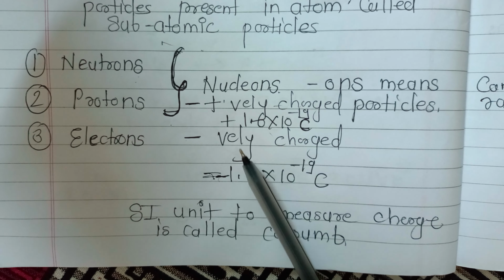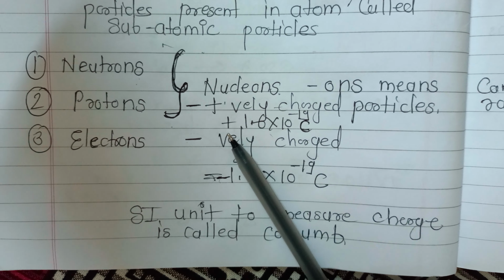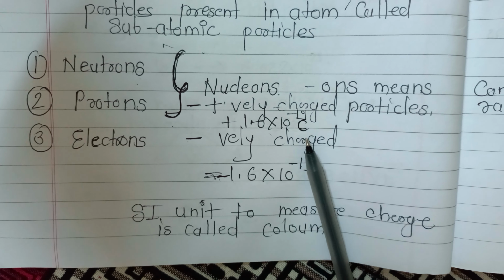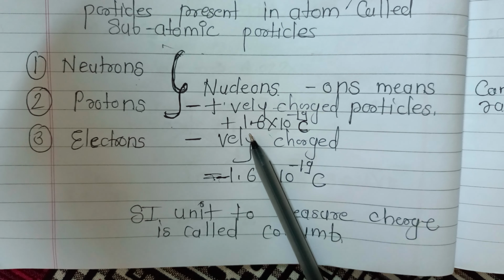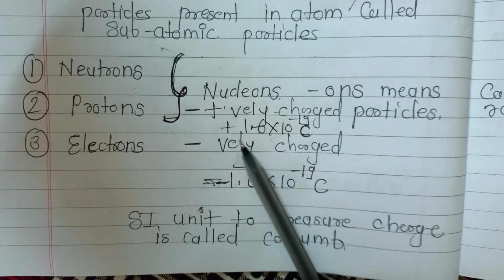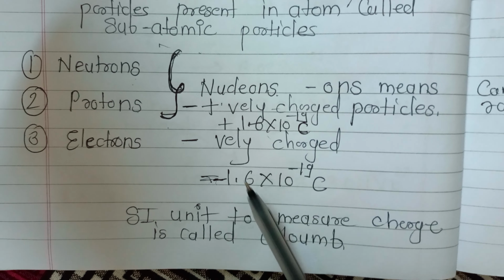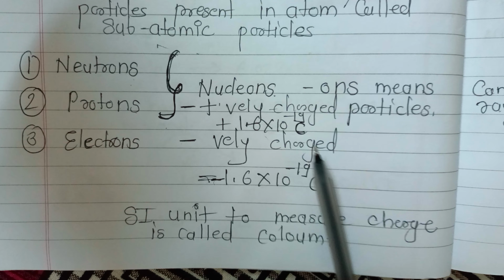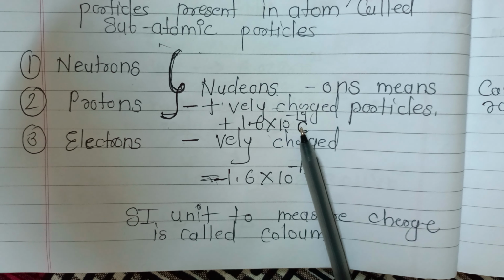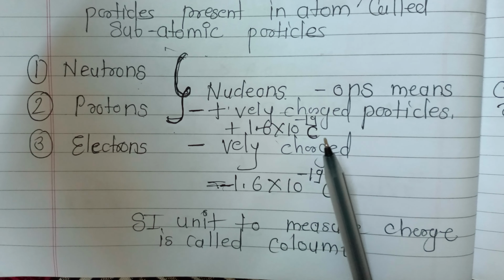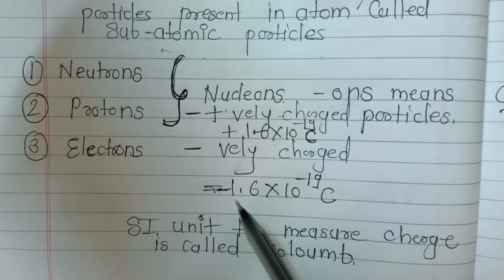How much charge do the protons have? Protons have plus 1.6 into 10 raised to minus 19 coulomb. Coulomb is the unit of electrical charge. About coulomb you will learn in your next class. In class 10th, in the electricity chapter, you will learn everything about coulomb.